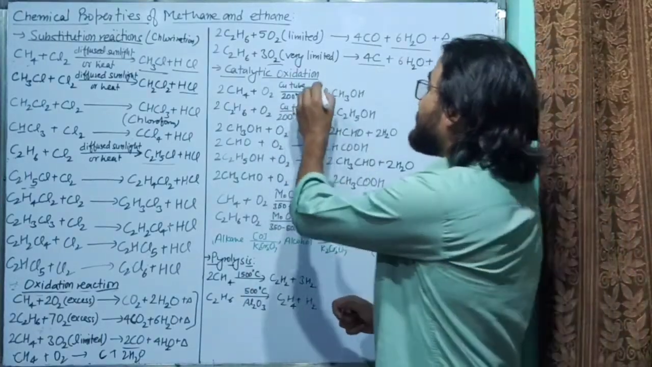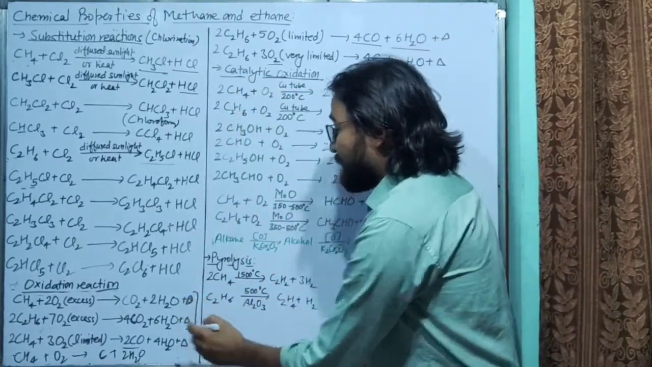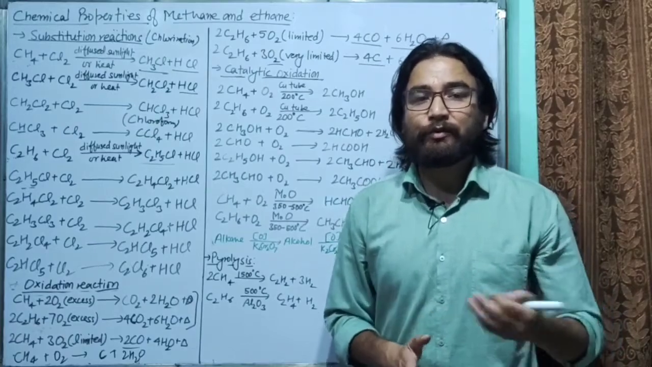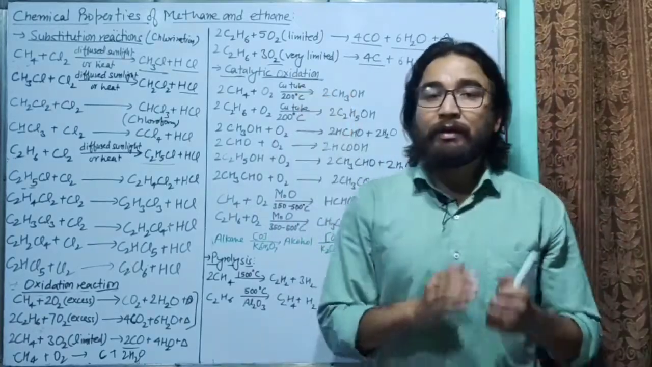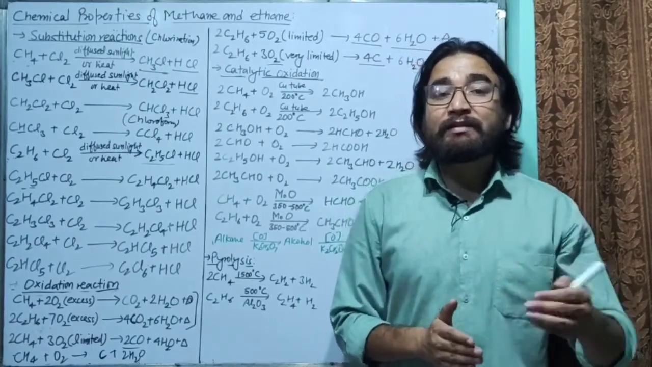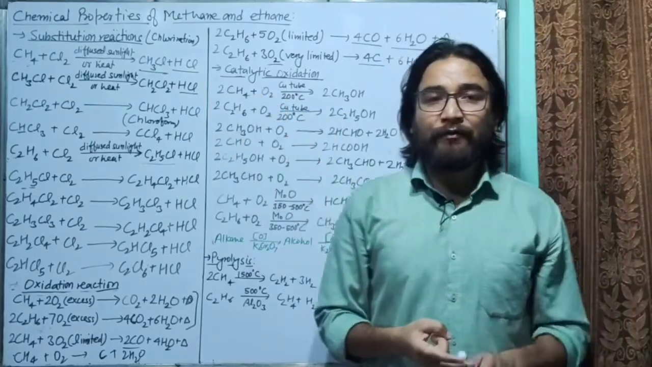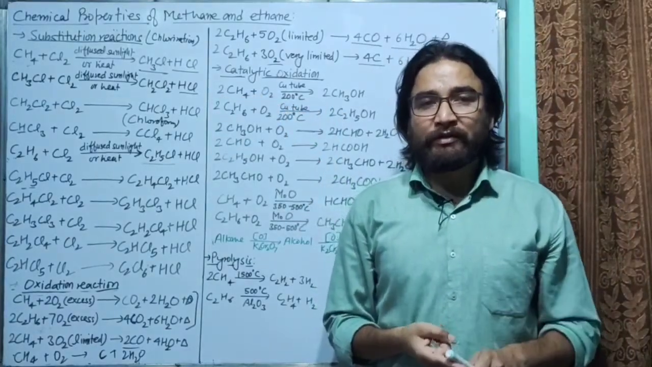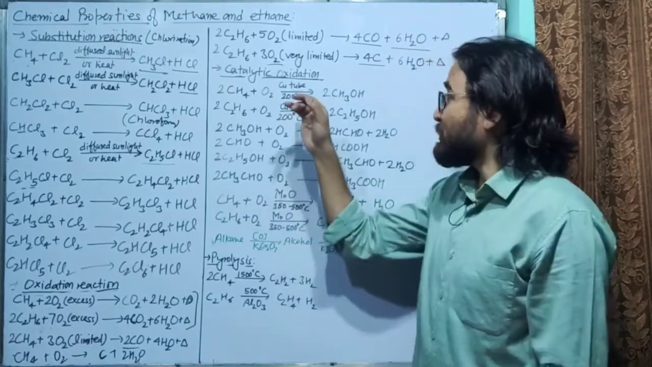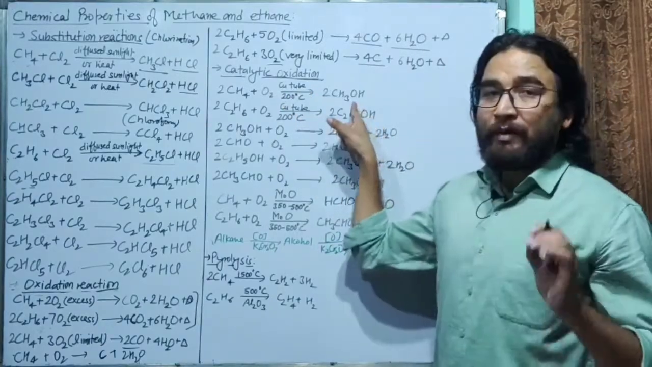Now the next is catalytic oxidation. You can see in these reactions there is a symbol of heat. So you know that on combustion a large amount of heat is also produced. Now if we talk about catalytic oxidation, it means for oxidation we use some catalyst. For example, if the reaction of methane with oxygen is done in the presence of copper, so copper is used as a catalyst, so we use a copper tube at 200 degrees Celsius, it will form an alcohol.